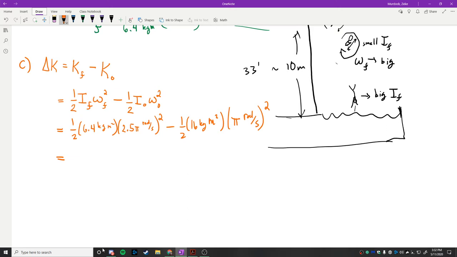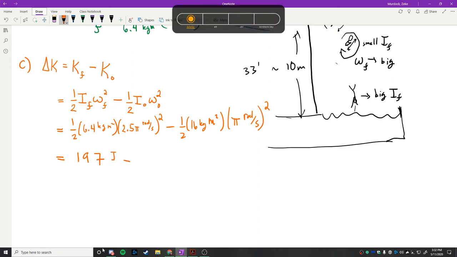Later. Oh, did you figure it out? Is that 118? I want to write down what individually each of them are too. So it's 0.5 times 6.4 times... So this first one looks like it's about 200 or so, 197. So this is 197 joules.